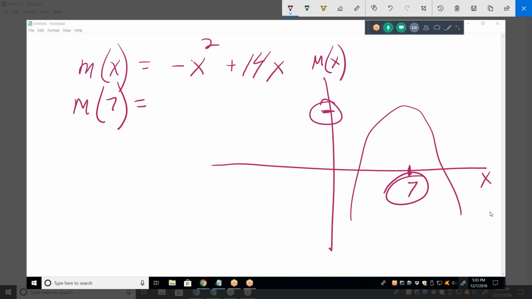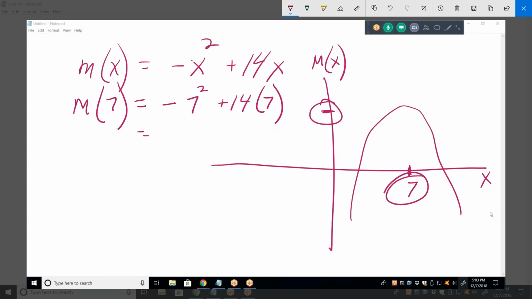Put it back the way it was. No? Here's the thing. When you're given a function, whether it's f of x or g of x or m of x, and they ask you to evaluate it at a particular x, you plug that number in for x. So it's minus 7 squared plus 14 times 7. Do the math. What's minus 7 squared? 49. Negative or positive?